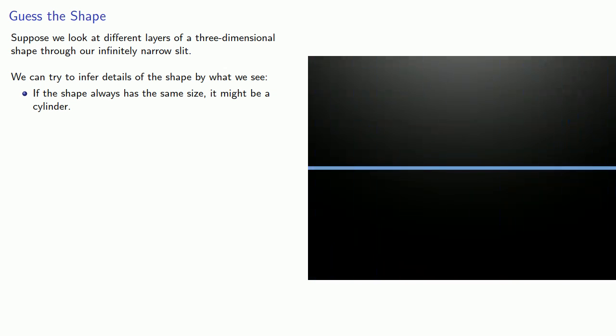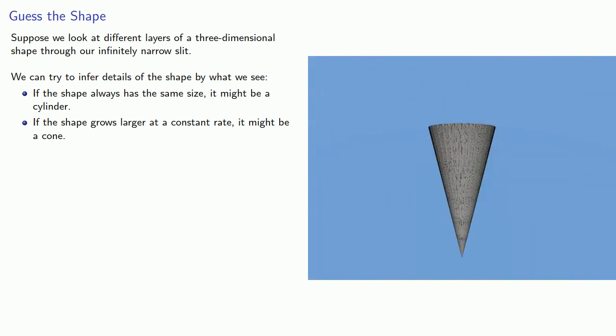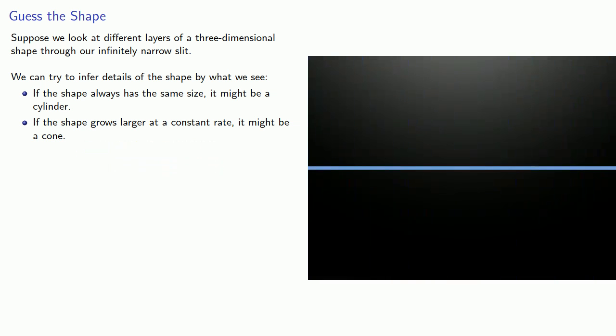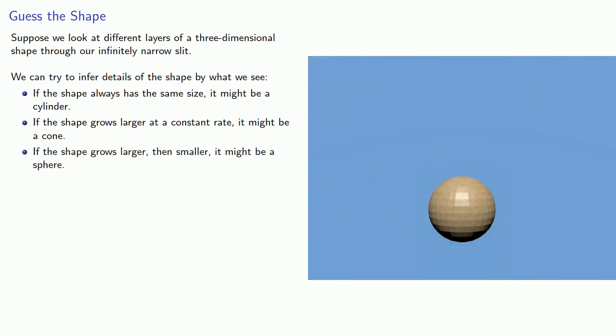Or maybe the shape grows larger at a constant rate. And again, thinking about what this must look like as a three-dimensional object, this might be some sort of cone. Or maybe the shape grows larger, then smaller, and from our three-dimensional perspective, it might be a sphere.